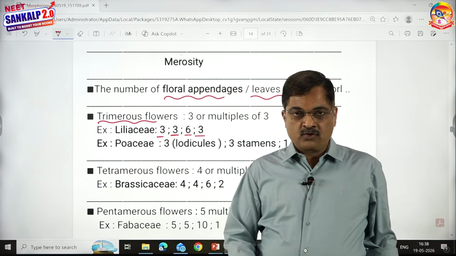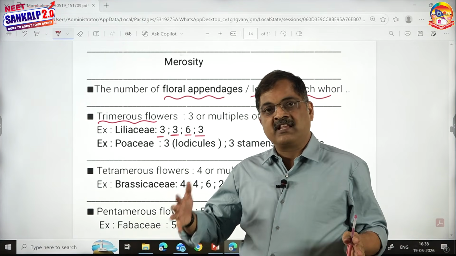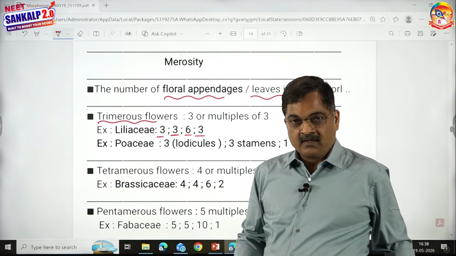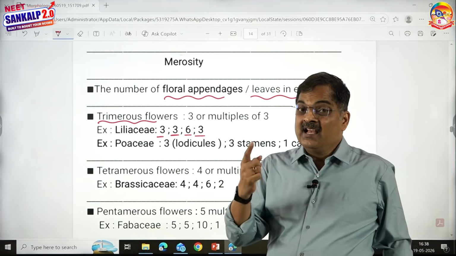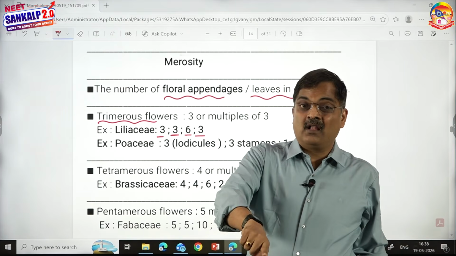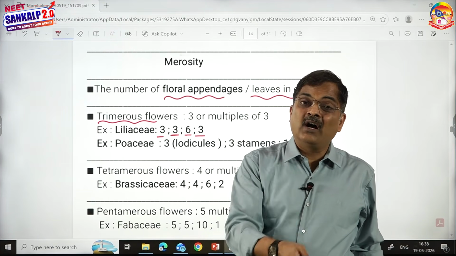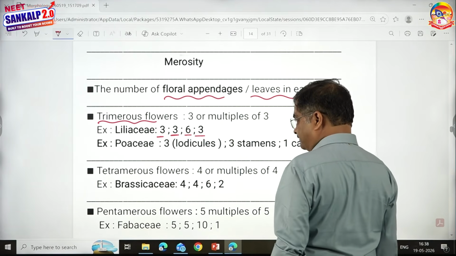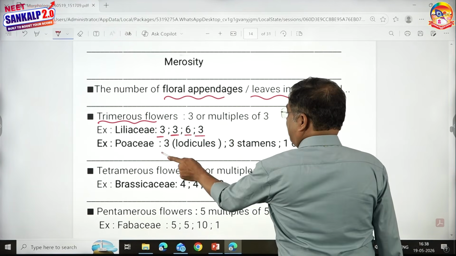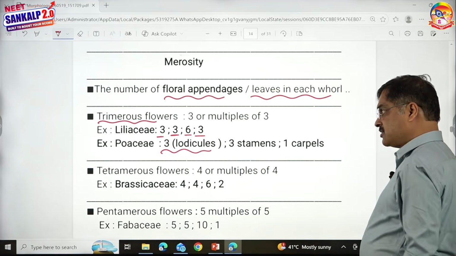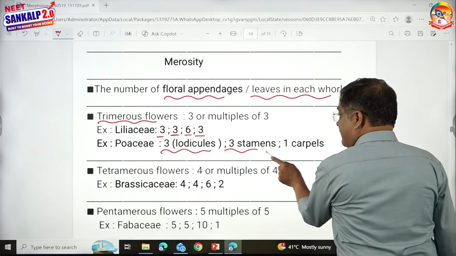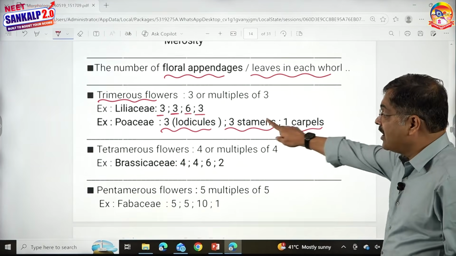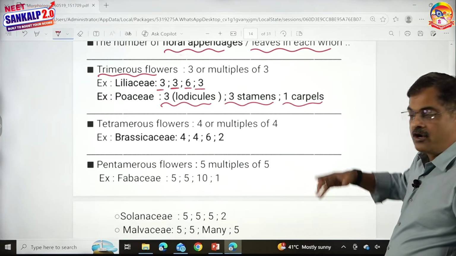Some of you are getting confused between floral appendages and floral whorls. Children, a typical flower will have 4 whorls. Then what are floral appendages? Leaves present in each whorl are said to be floral appendages. Okay, coming to Poaceae. In Poaceae, sepals and petals are reduced to lodicules. There are 3 stamens and 1 carpel. This word lodicule is important. There are 2 to 3 lodicules.